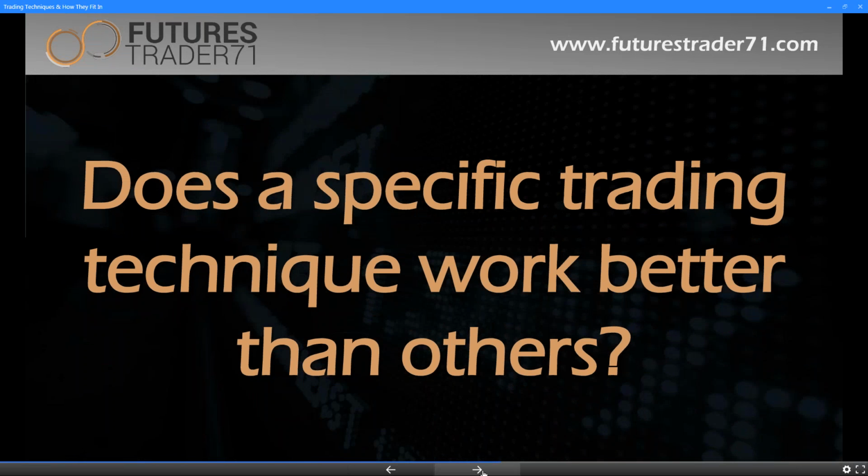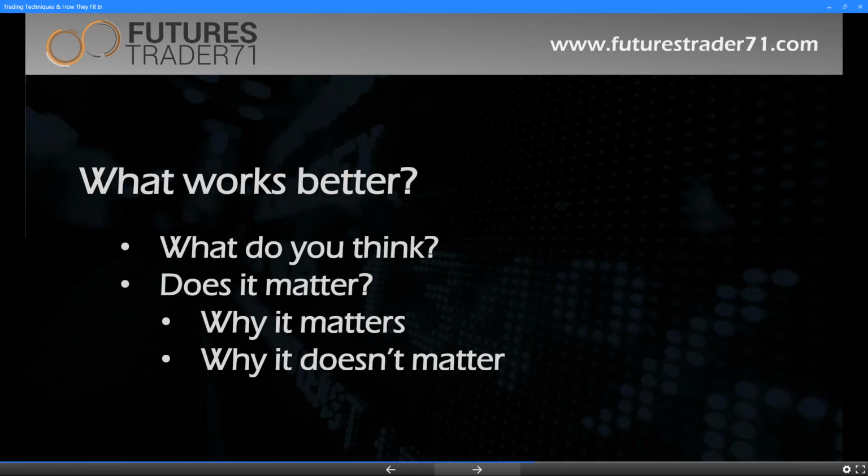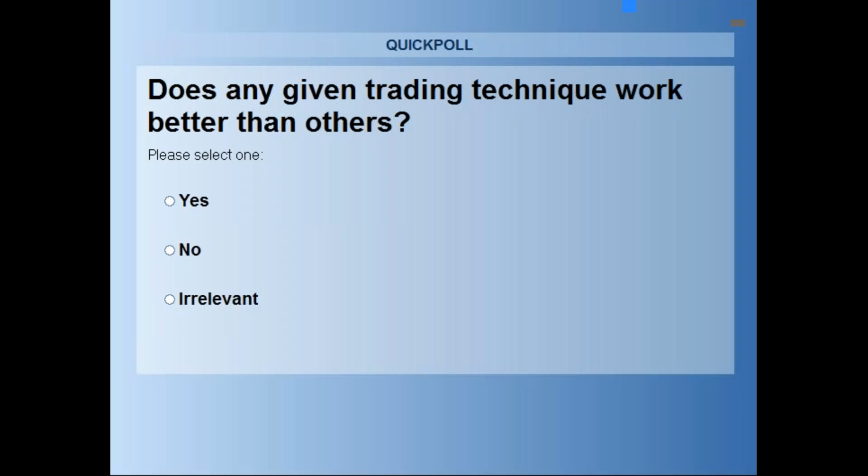Does a specific trading technique work better than others? For this, we want to ask you to just take a minute. If you're paying attention, give us your answer. Does any given technique work better than others? If you are on an iPad or a smartphone and cannot vote, you can put that in the chat box. But is any given technique better than another? We're going to close this in 20 seconds.